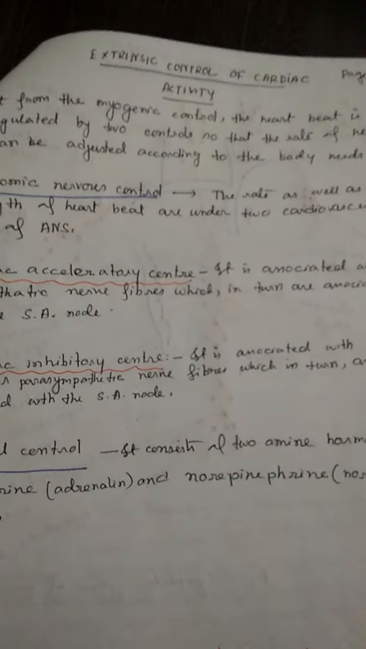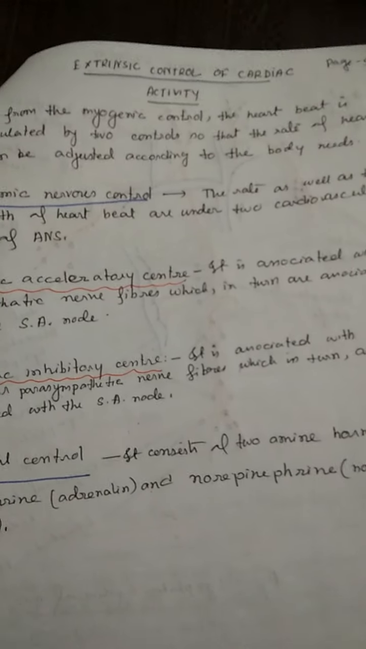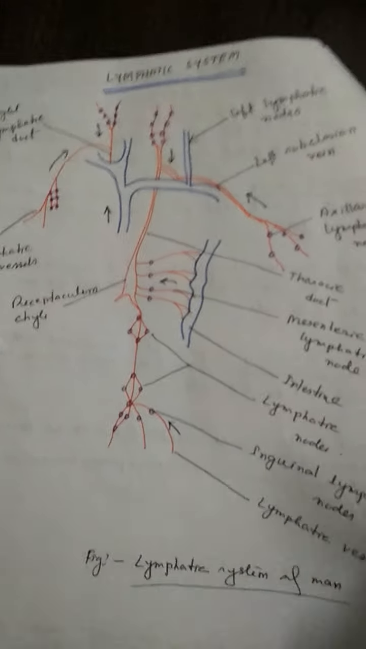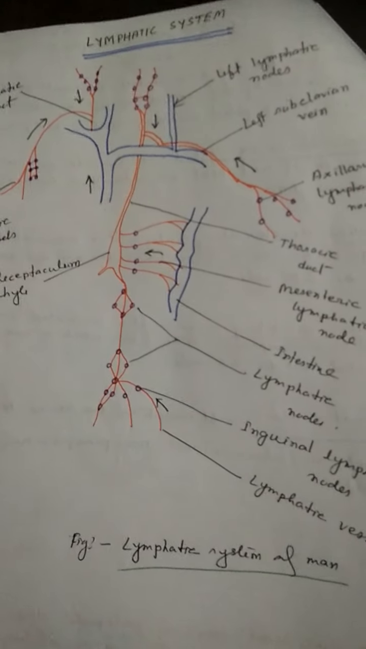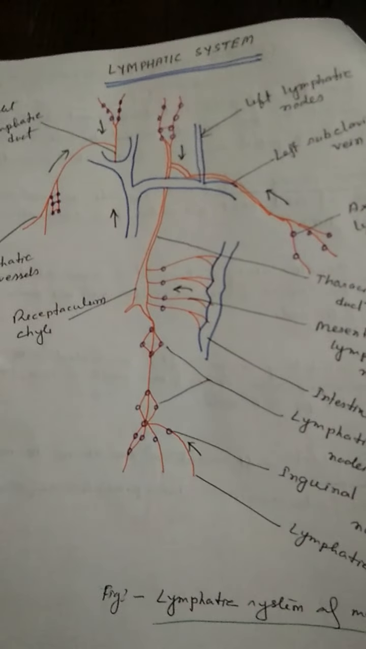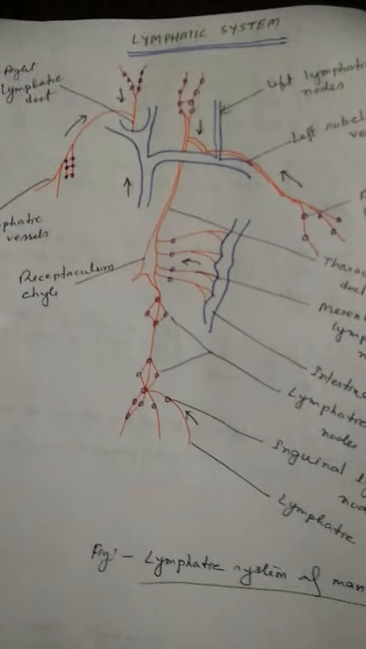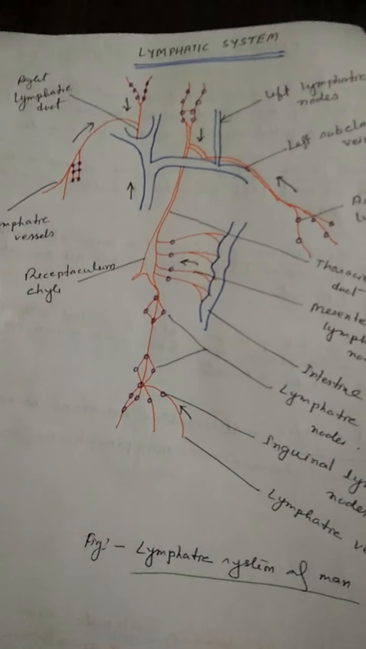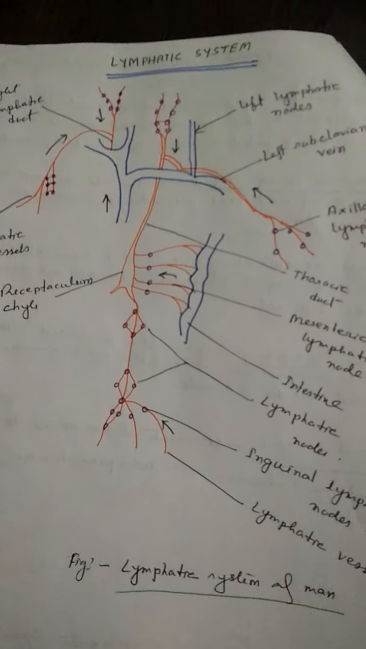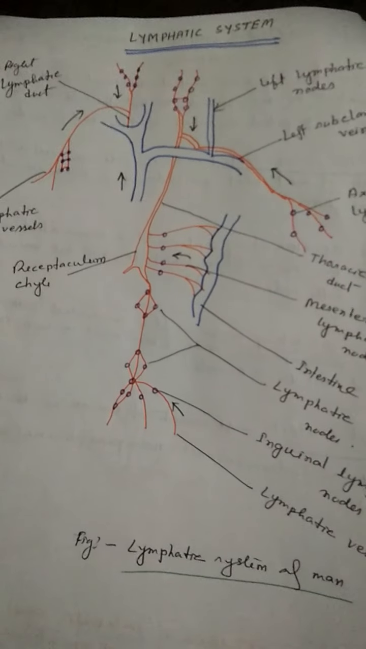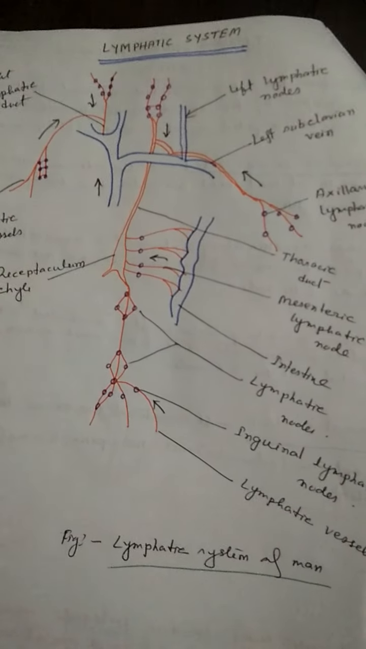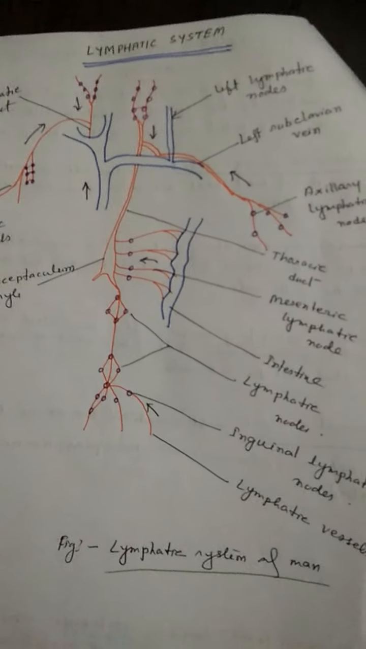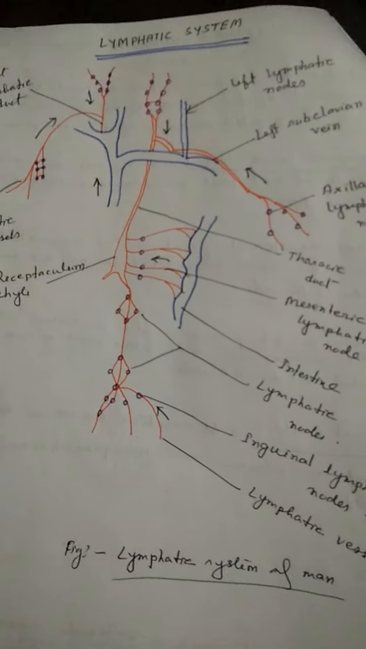Then the next, most important one is the lymphatic system. With the orange color, I have given here the lymph portion. And what is lymph? You know about that from class 10. Blood and lymph. It is a colorless body fluid that actually bathes all the cells, and it carries all waste products from the body.